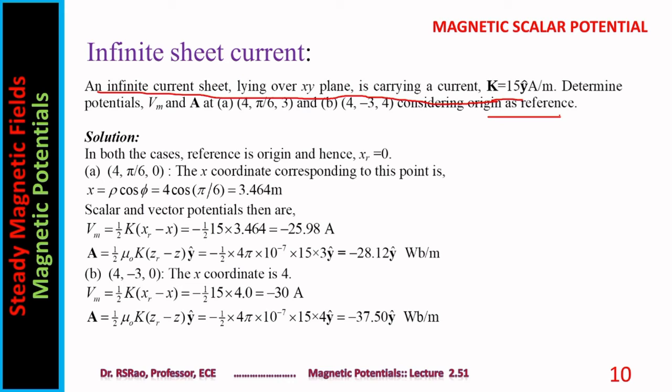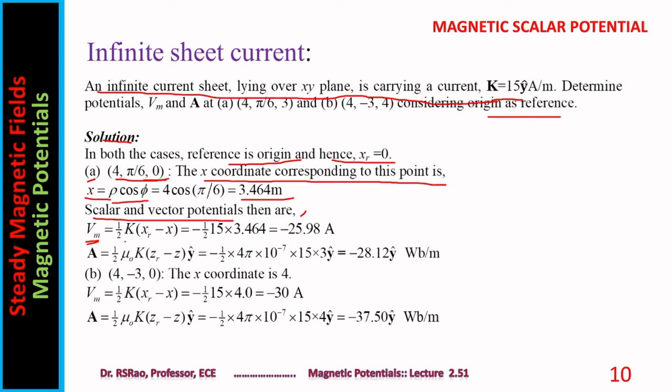This point is given in the cylindrical system. Another point is given in the Cartesian system. Solution: in both cases, the reference is the origin, and hence xr equals 0. A is (4, pi by 6, 0). This is cylindrical. The x coordinate corresponding to this point is x equals rho cos phi. It becomes 3.464 meters. Scalar and vector potentials can then be computed.